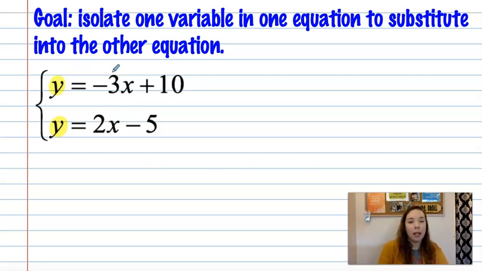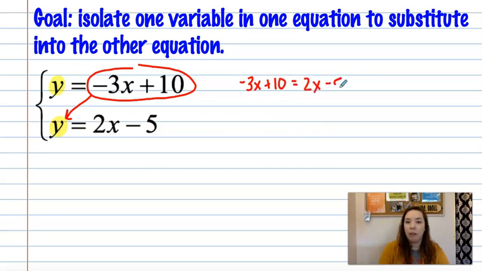So here I have y equals -3x plus 10. Since this is equal to y, I can replace y with it. Meaning I could rewrite this as -3x plus 10 equals 2x minus 5. And now I don't have any y's and I can solve for x. If you have done this first step correctly, you should only have one variable. If you still have an x and a y, you've already done something incorrect and you need to fix it.